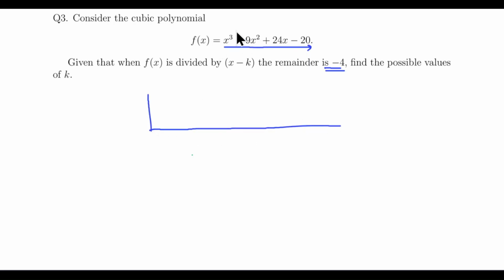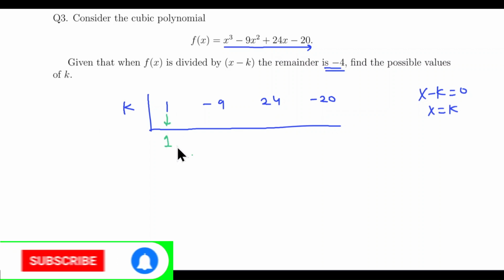We set up only the numbers, which are the coefficients and the constants. So I'm going to write 1, negative 9, 24, and negative 20. And this x minus k is equated to 0, and I'm going to get x is equal to k as the number by which I need to perform the synthetic division. So I'm going to have k over here, and synthetic division suggests that the first number drops down as it is, so 1 comes down. 1 times k is k, you write k over here, and then you add these two things.